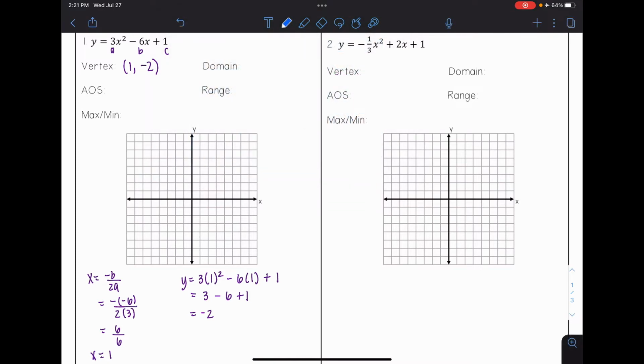So I'm going to go ahead and graph this now. My vertex is at (1, negative 2). And then I'm going to use my a value to make some other points. So remember, our pattern here is 1, 3, 5. And I need to multiply this by my a value. Well, my a value here is 3. So I'm going to multiply this by 3.